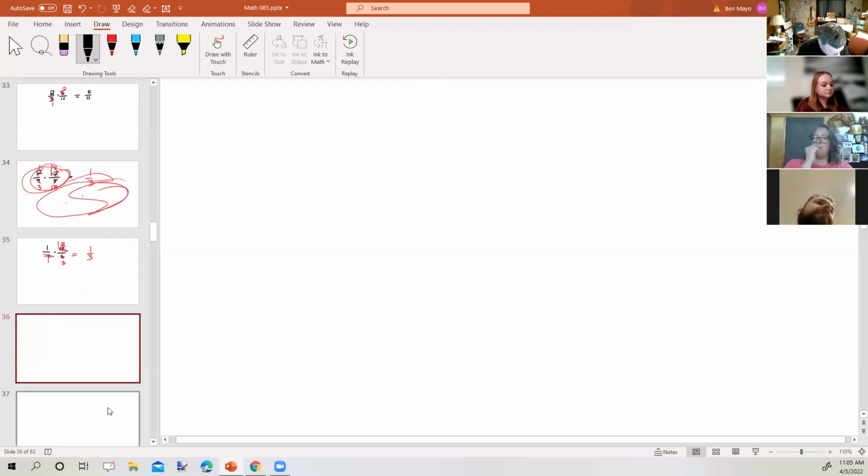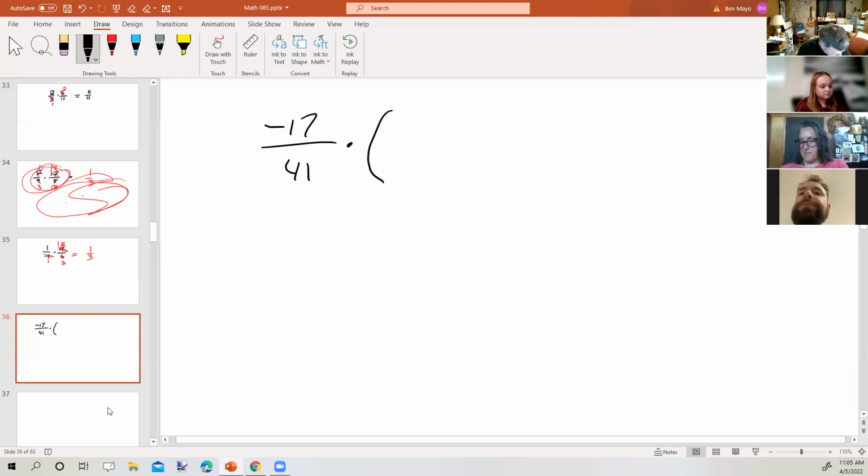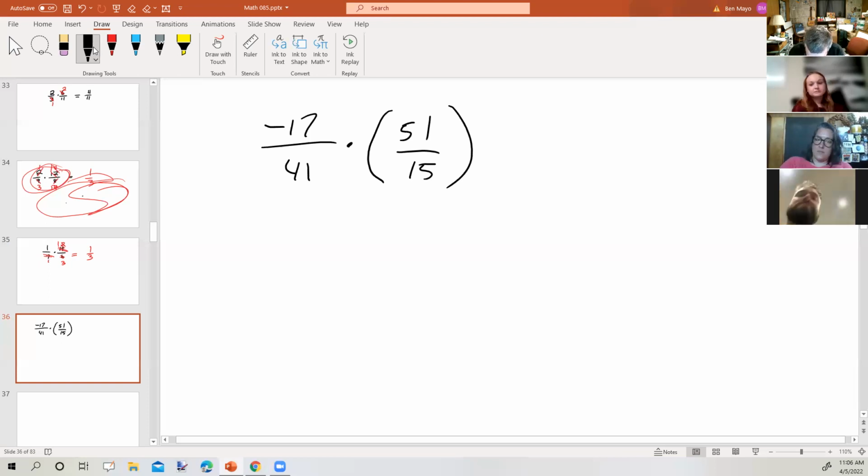Okay. Let's put some negative signs in there, just what you wanted. How about this? Let's see here. Negative 17 over 41 times 31 over 15. Okay. Oh, you know what? I wrote that wrong. This is supposed to be a 5. Time to put on the respectacles. All right. Yes, that's correct. Okay, so can I do anything?